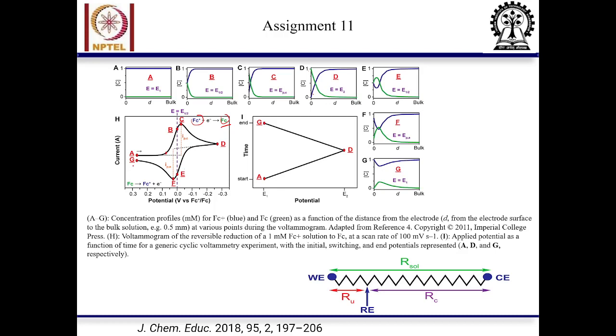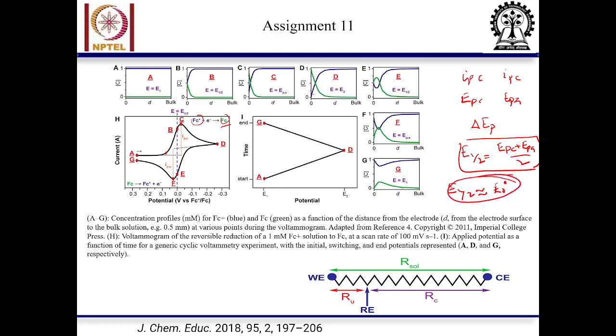So the important thing is that we have to see the IPC, IPA and EPC, EPA and delta EP, right? And we have this E half. So basically E half is nothing but EPC plus EPA by 2. And this E half is nearly equal to the E0, sorry, E0, which is the standard reduction potential. So these are the things you have to keep in mind.